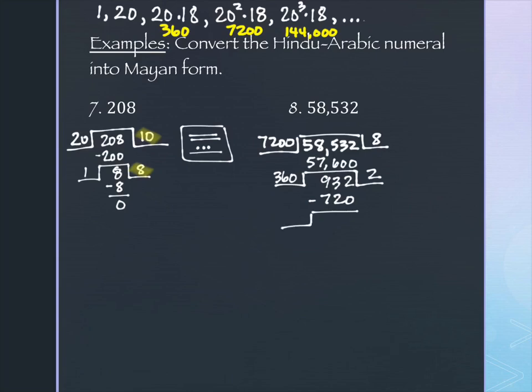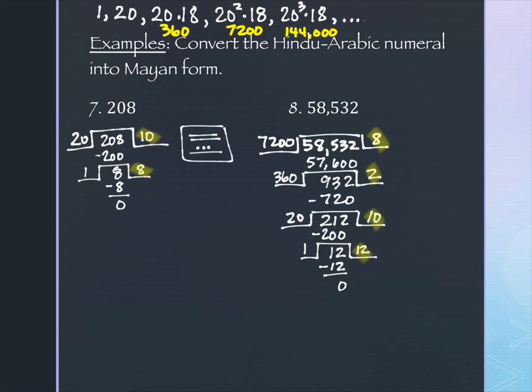What is 932 minus 720? 212. Place value down from 360 is 20. Before we get to the 1, we got to do the 20. It will go in 10 times. That's 200. So my remainder is 12. 1 will go into 12 times, giving me a remainder of 0. Okay, everybody good so far? Okay, so these numbers over here on the right are what I'm going to draw. An 8, a 2, a 10, and a 12.